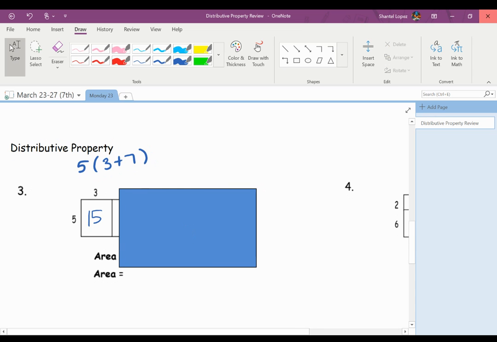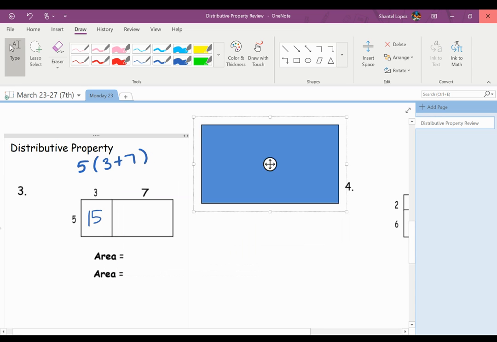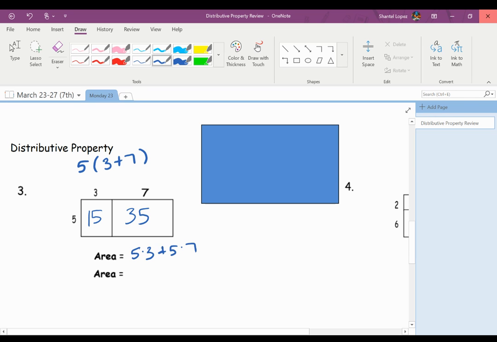And now I need to find the area of the other rectangle piece. I know that this length right here is also 5. So 5 times 7 would be 35. So I could write the area as 5 times 3 plus 5 times 7. Or I could even write the area as 15 plus 35, which I know equals 50.